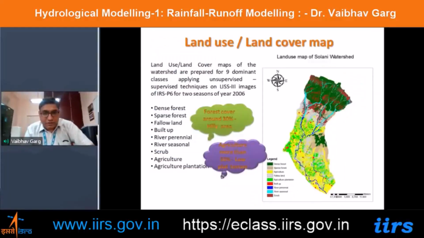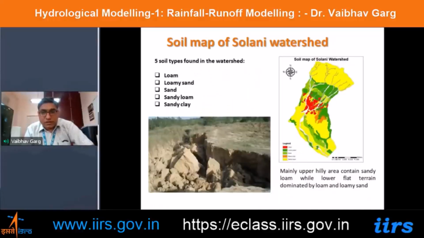Once we have the watershed boundary, we clipped the remote sensing data and did the classification, and we could generate this kind of land use land cover map, which comprises dense forest, sparse forest, fallow land, built up, river perennial, river seasonal, scrub, agriculture and agriculture plantation. You can see here, this can be done. Then this is the soil map of the watershed, which comprises loamy sand, sandy loam, and sandy clay.